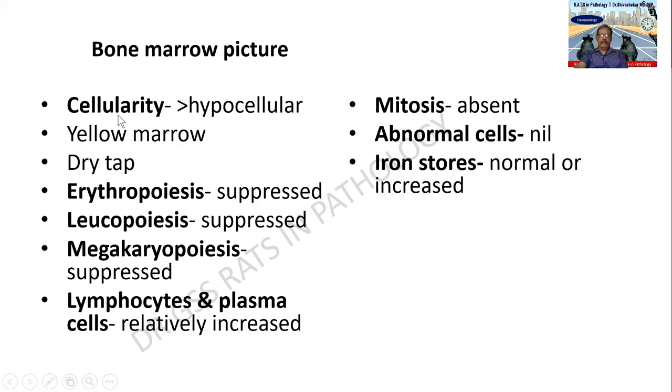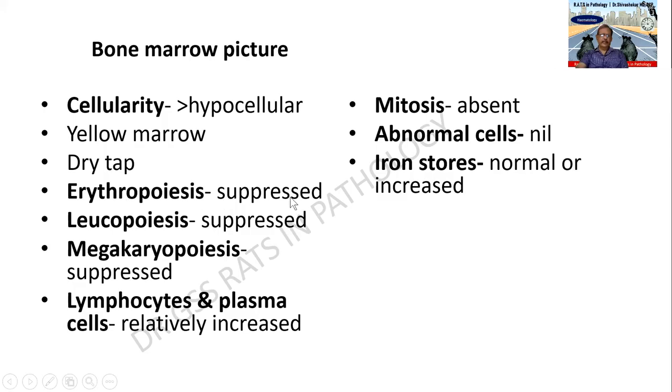Cellularity, it is reduced. It can be hypocellular. Sometimes it is almost acellular. The marrow is called a yellow marrow. Yellow is fat and the red marrow is the cellularity. Yellow marrow will be more. Dry tap, as I had mentioned earlier, there won't be any yield at all, so it is called a dry tap. There are some differential diagnoses for dry tap. One is aplastic anemia, two it can be myelofibrosis, and so on. All the others are easy.